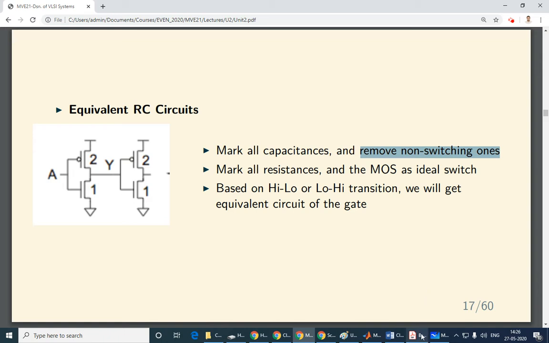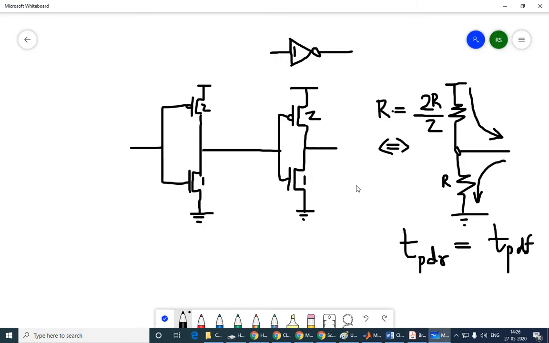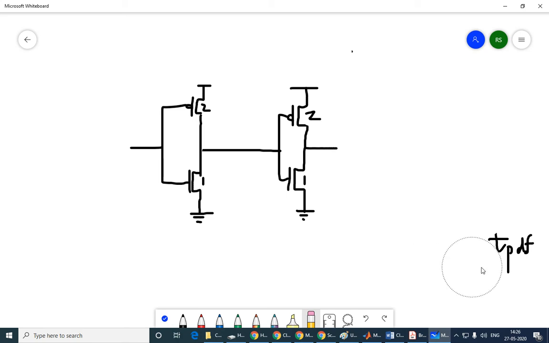So what is the meaning of this non-switching one? We will go to our whiteboard, and we will erase all the parts that are not required. We'll just keep the circuit part to make it look a little simple. In this diagram, it's the same diagram as before. We have two inverters, both are unit inverters. We want to mark all the capacitances and remove the non-switching ones.